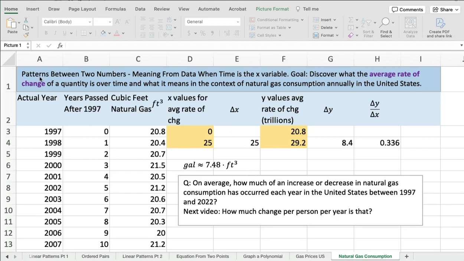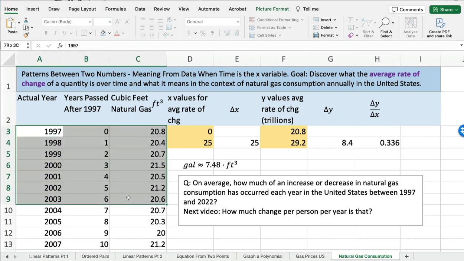Today we're going to continue our discussion of patterns between two numbers, meaning extracting meaning from data when time is the x variable. And our goal is to discover what the average rate of change of a quantity is over time and what it means in this context of natural gas consumption annually in the United States. So there's already been one video on this that explained where we got the data from, what these numbers mean.